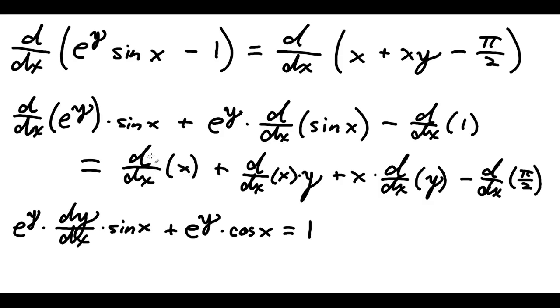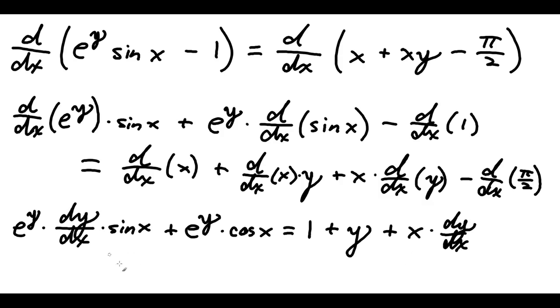If you think about that, you could even see that, a lone variable we can just kind of put into the numerator there, and you have dx by dx. Well, that ratio, that differential divided by itself should be 1. Plus, and again we have the derivative of x, that's just 1. 1 times y is y. Plus x times the derivative of y, that is dy by dx, minus the derivative of pi over 2. Pi over 2 is constant. Again, this is 0, so we can leave that off there. So now we have e to the y times the derivative of y times the sine of x plus e to the y times the cosine of x equals 1 plus y plus x times the derivative of y.